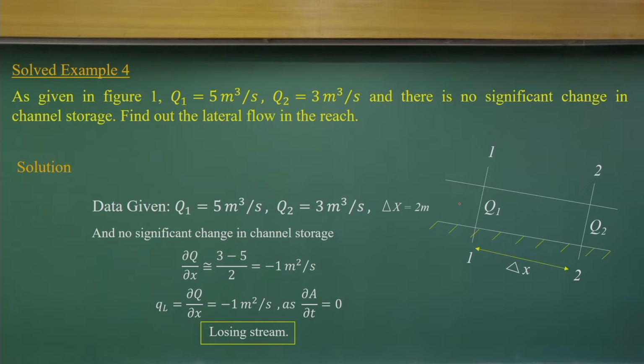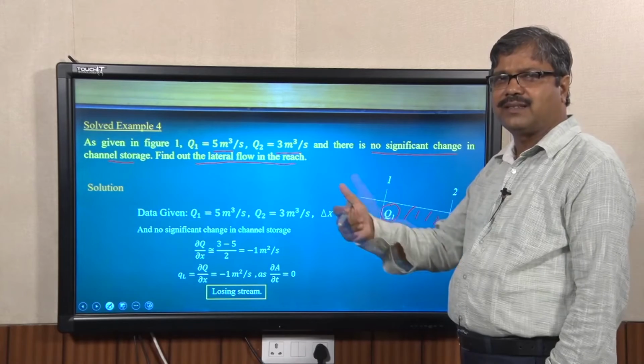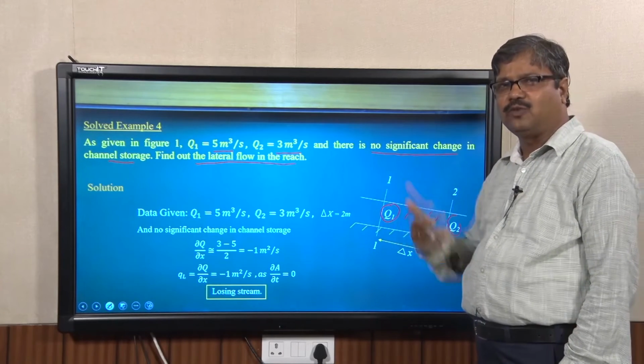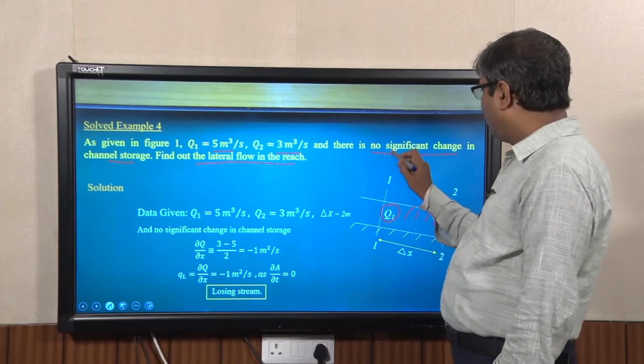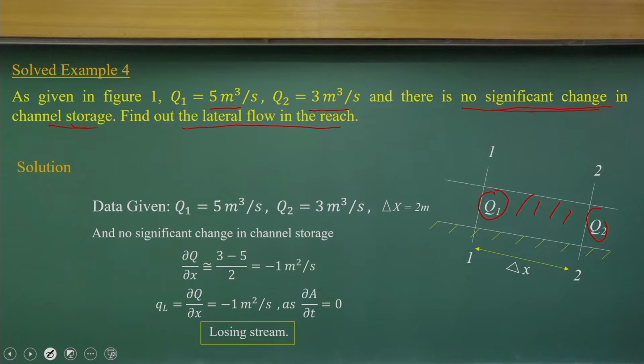Let's say you have a river, and at two sections you are measuring Q1 and Q2. Q1 is 5 meter cube per second, and Q2 is 3 meter cube per second. Assuming there is no significant change in the channel storage, find out the lateral flow in the reach. That is what happens in a real field case. We can measure the velocity and the flow area at two different cross sections and find the discharge at the two sections. If I assume there is no significant change in the channel storage or the floodplain storage, we can compute a simple lateral flow.